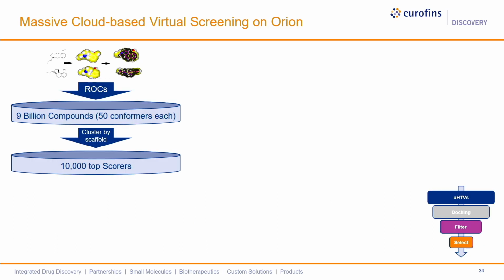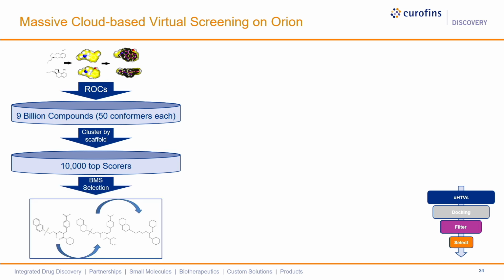The first one is the ligand-based approach, where we take advantage of the massive cloud-based Orion platform, where they have collected 8 billion compounds. In the first step, we calculate similarities based on 3D similarity, and then cluster them according to the variety of scaffolds. From that clustering, we identify 10,000 top-scoring compounds, and then we use these 10,000 compounds for our different approaches: ligand-based, shape-based, and docking.